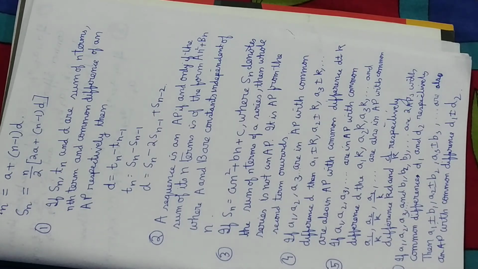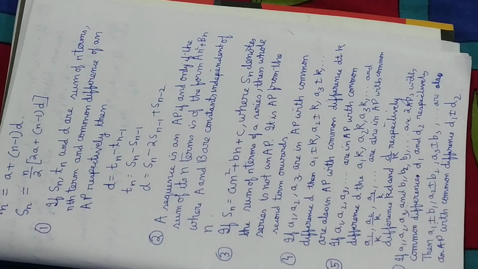And the fifth property says, if A1, A2, A3 are in AP with common difference D, then A1 K, A2 K, A3 K, and so on, and A1 by K, A2 by K, A3 by K, and so on, are in AP with common difference KD and D by K respectively.